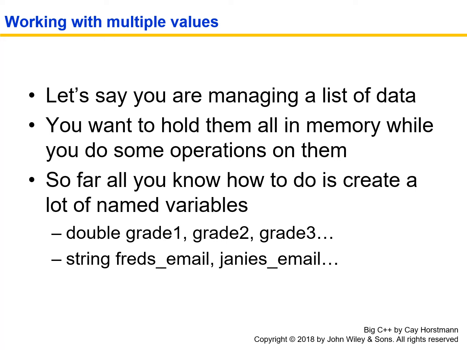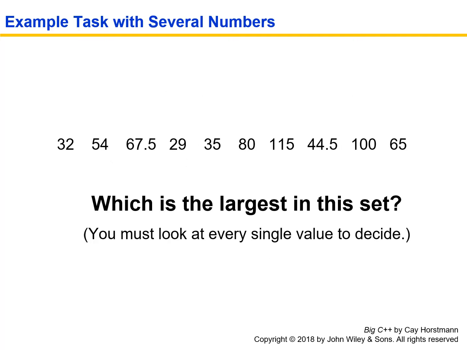Reading in grade 1, grade 2, grade 3. Well, what if we don't know how many grades there are? What if we have emails for just our few best friends, but then we meet somebody new? How do we add that to the list if we only have these named variables? So let's consider another motivation for being able to store lots of values in a single kind of indexed list variable, an array.